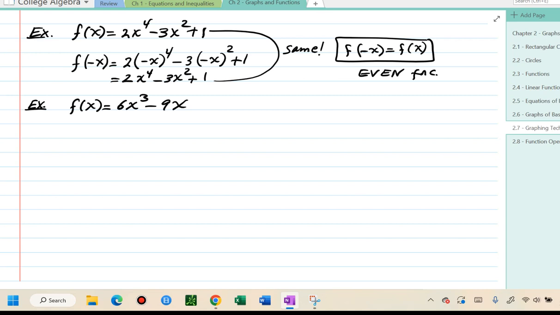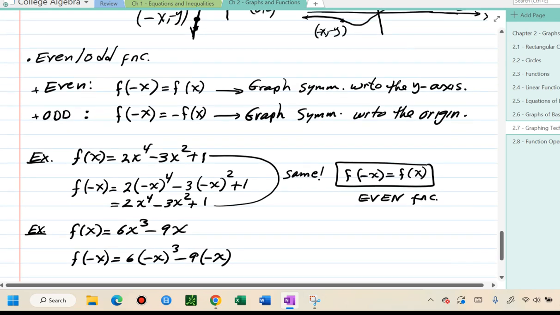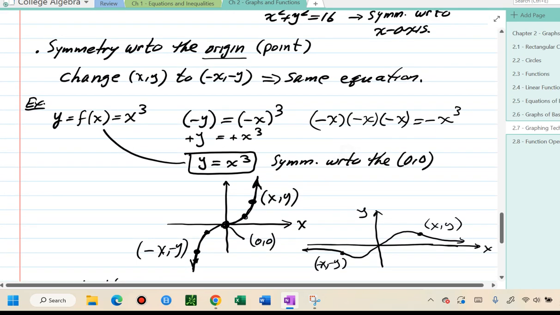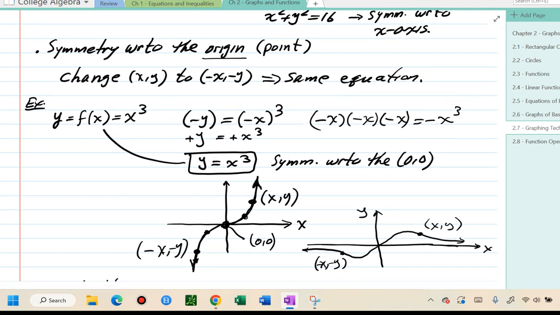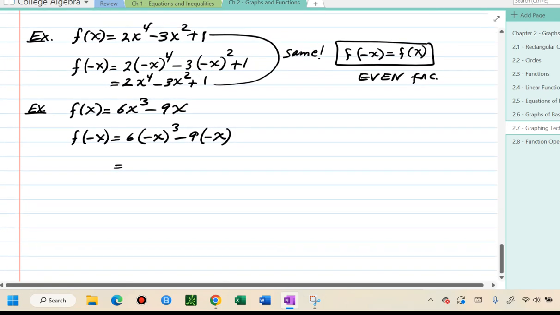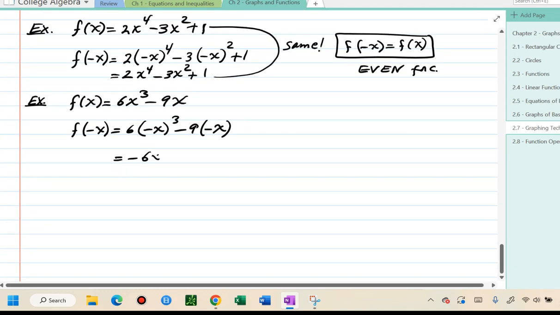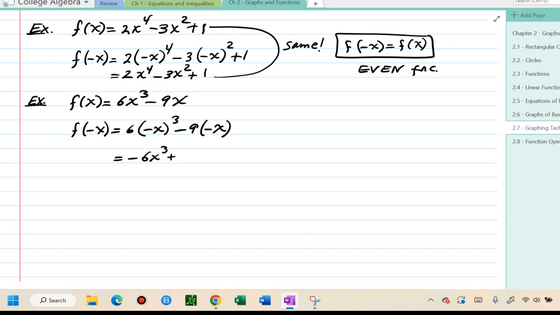Here's another one. Let's try this one. I'm going to change x to negative x. So this time I have negative x quantity cubed minus 9 times negative x. Negative x cubed, we just showed earlier, in parentheses is the same as the negative of x cubed. True? So this is going to be negative 6 of x cubed. The double negative, 9 times negative x, becomes positive 9x.